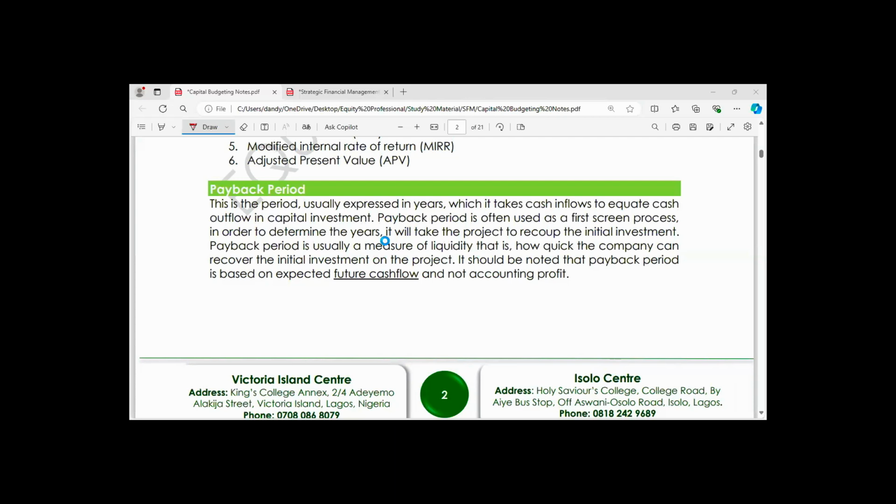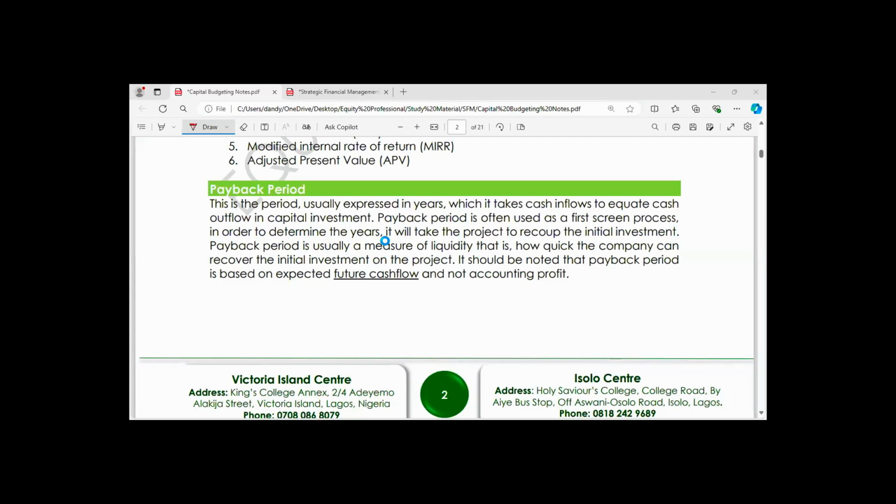So let's talk about payback period. What do you mean by payback period? How do you calculate payback period? What are the decision rules under payback period? When you talk about payback period, it is the period usually expressed in years in which it takes cash inflow to equal cash outflows in capital investments. Payback period is a measure of liquidity, unlike accounting rate of return, which measures profitability.